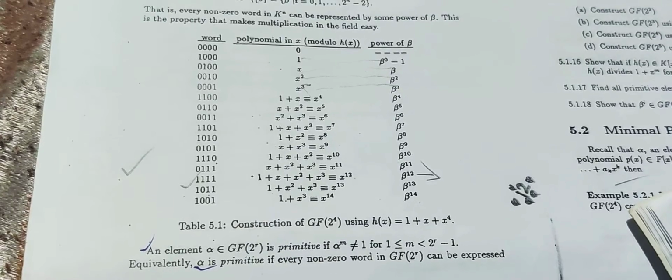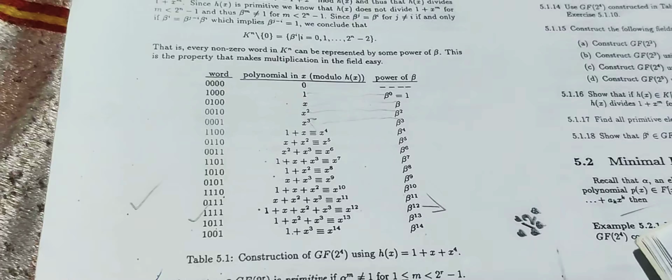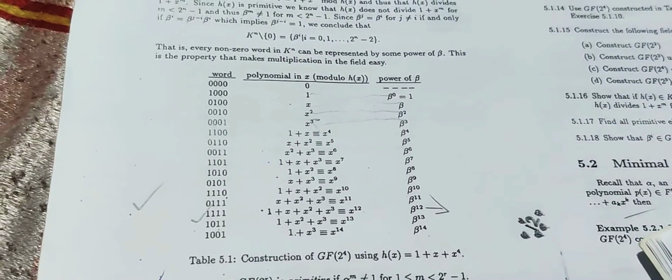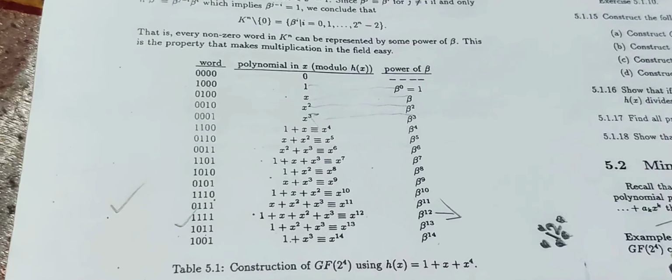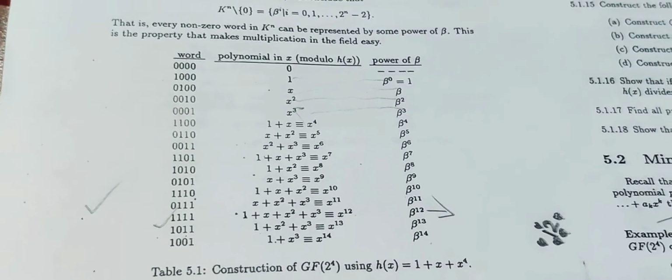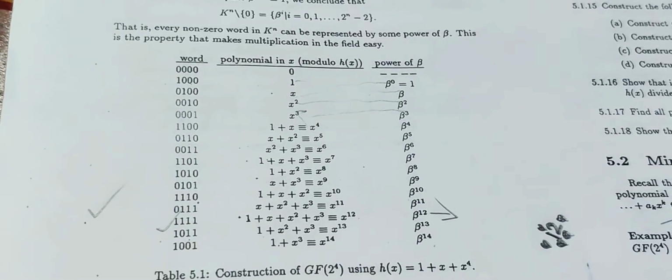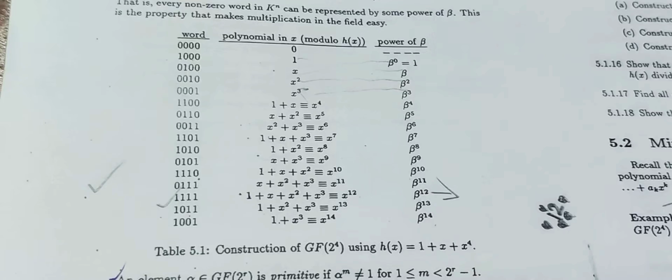So next we discuss a construction of Galois field. Here we consider m is equal to 4. That means Galois field 2 raised to 4. Here m is equal to 4, r is equal to 4, and the polynomial h of x is x raised to 4 plus x plus 1.